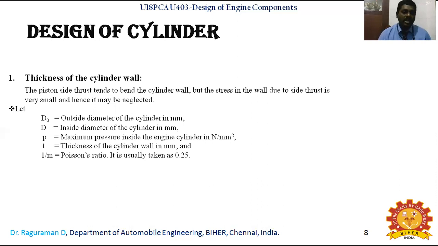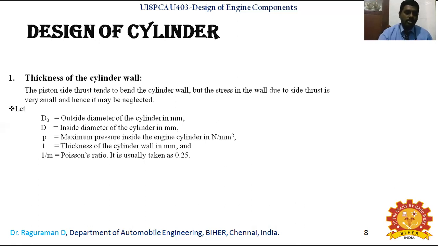And inside the cylinder only the piston is reciprocating. Due to the combustion, it is going to get a gas pressure. That's what gives the maximum pressure inside the engine cylinder, which we will assign as small p. And the thickness, that's what you are going to calculate in the design first. It's a thickness t. That thickness t is for the thickness of the cylinder wall, because as you have outside diameter and inside diameter, that means you have a cylinder thickness.